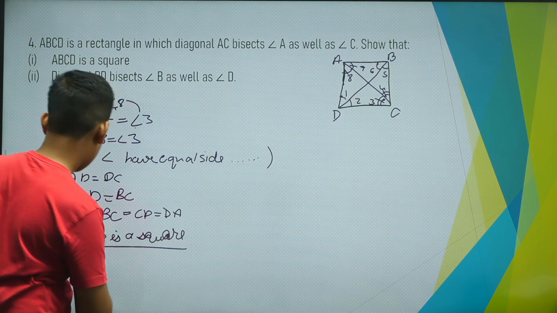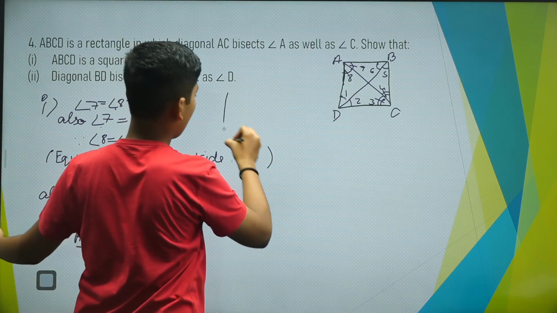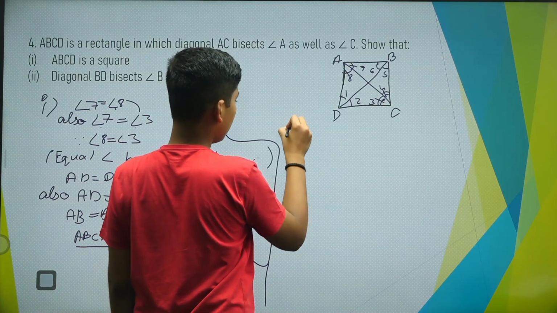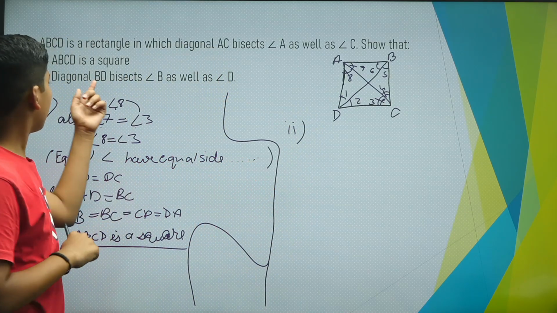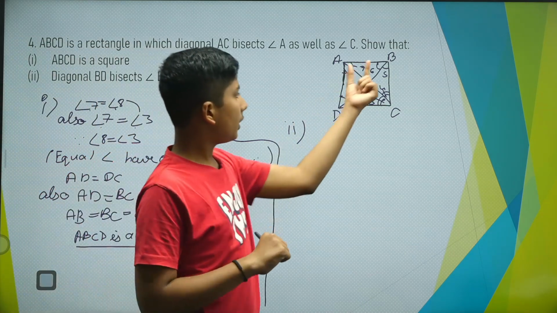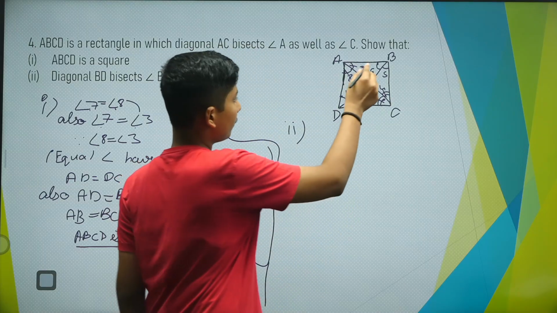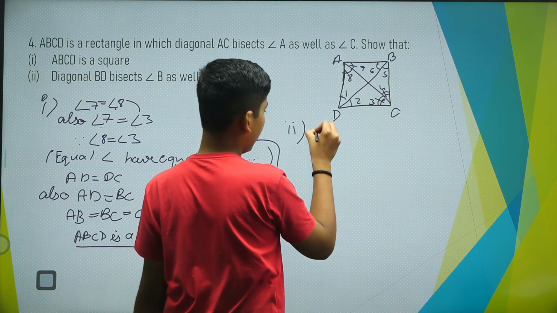Yes, this was our first part. Let's do the second part. Now the second part says diagonal BD bisects angle B and D. So we have to prove that these two angles are also getting bisected. First of all we can say AB equals AD.